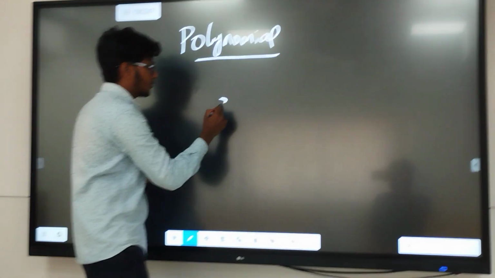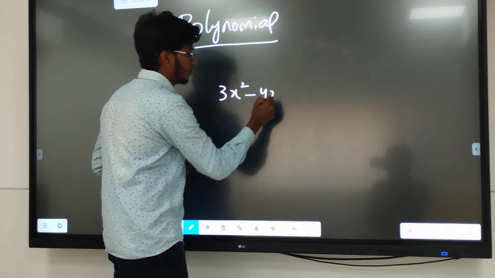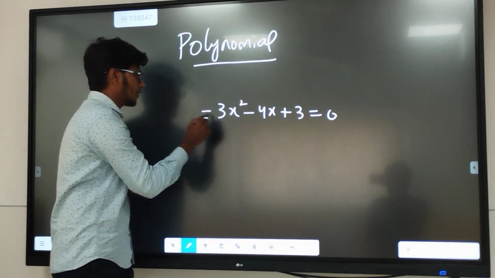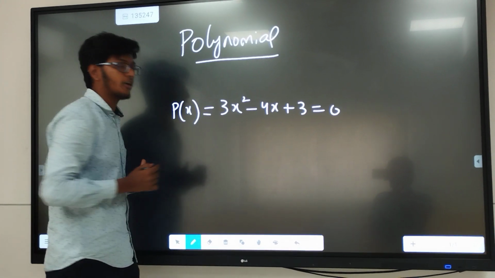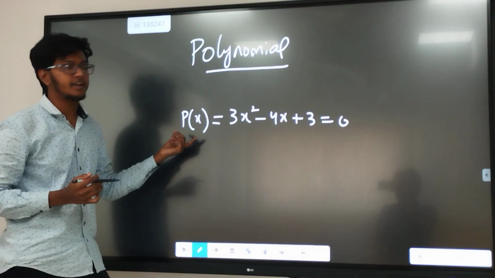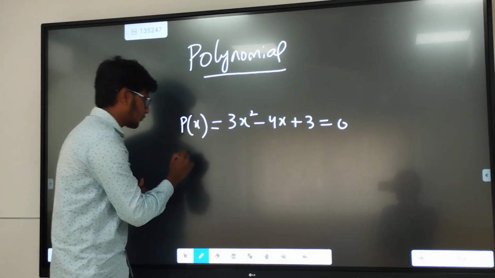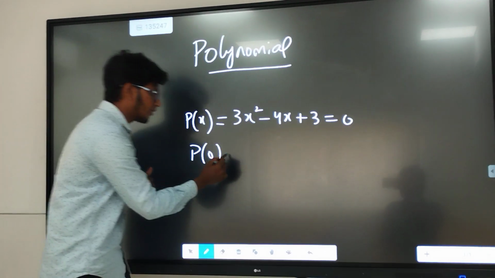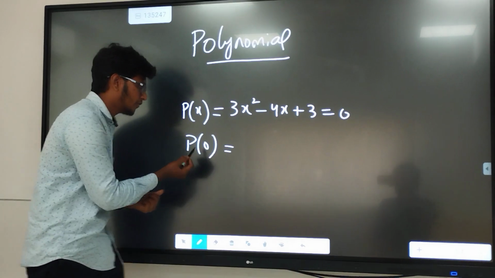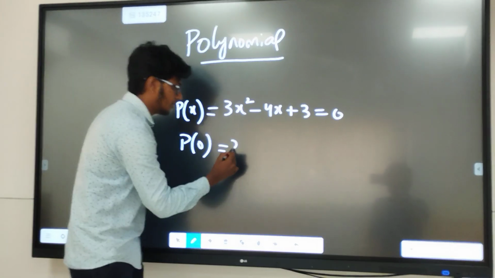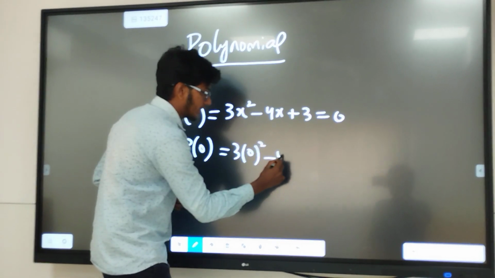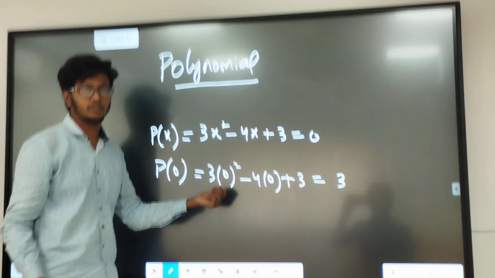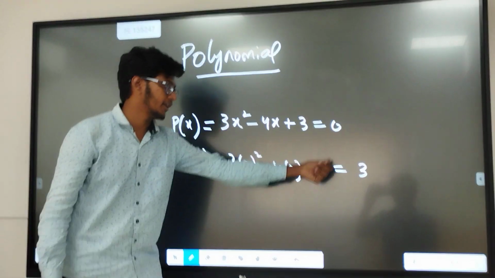Now suppose I write a polynomial 3x square minus 4x plus 3 is equal to 0. Right? This polynomial is indicated by a designation p of x. P of x is the indication for a polynomial. So now suppose I put x as 0, this will give me the value of the polynomial for x being 0. So 3 into 0, the whole square is 0, minus 4 into 0 plus 3. So you will get 0 because 3 into 0 is 0, 4 into 0 is 0, plus 3. You will get the value of 3.